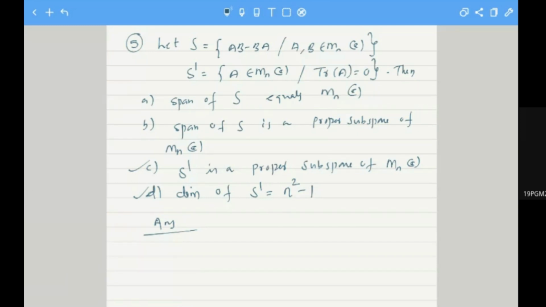S prime is a proper subspace because there are a lot of matrices with non-zero trace. S prime is clearly a subspace, right? That also you can check. If you take two elements, A and B, which have trace 0, then the sum will also have trace 0. If a matrix A has trace 0, then alpha times A will also have trace 0. So it is a subspace. And also clearly the dimension of that subspace is n square minus 1. So that is proper. So C and D are correct.